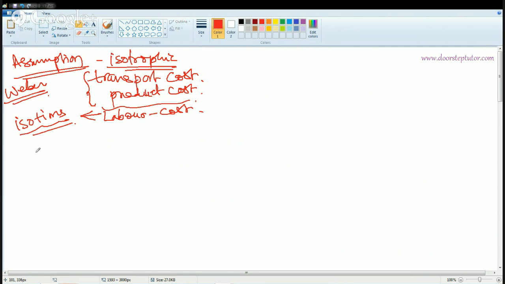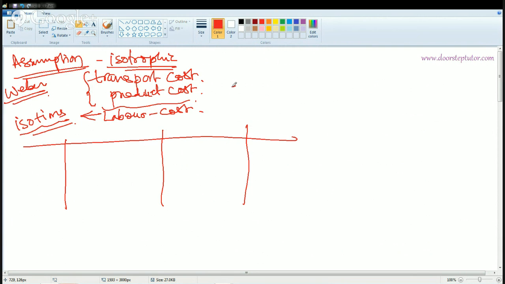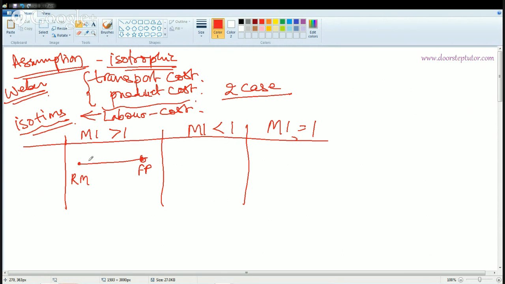Now, based on these assumptions, he gave various cases. The first case he discussed was a two-case model where you have material index greater than 1, material index less than 1, and material index equal to 1. The location of industry would be close to the raw material here. Here, the location of industry would be close to the finished product. And here, the location of industry could be at any point between the raw material and the finished product. So these were the three cases that he gave in the two-case model.